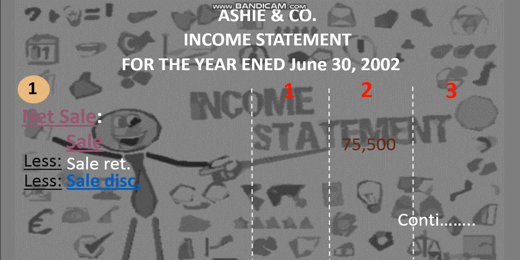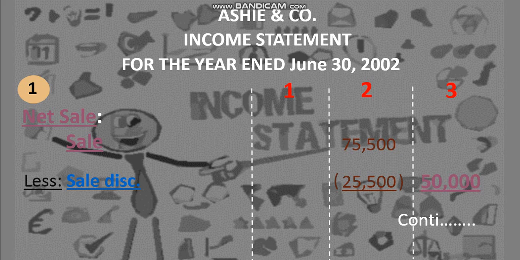Sale in the second column, that is 75,500. Sale return is not given there, so we will not write it. Sale discount is 25,500. It will be subtracted from the sale, so it is enclosed in brackets. When we subtract, we will get 50,000, that is the net sale, and we will write it in the last column.